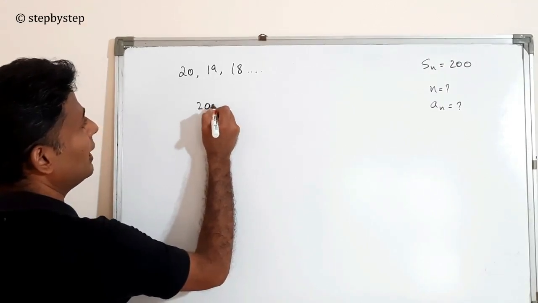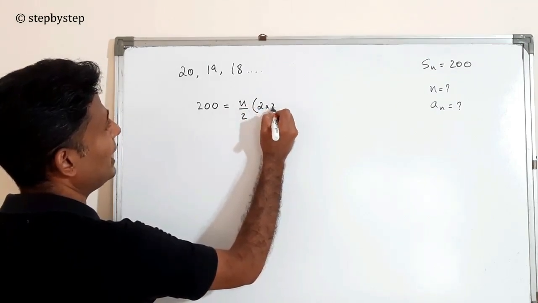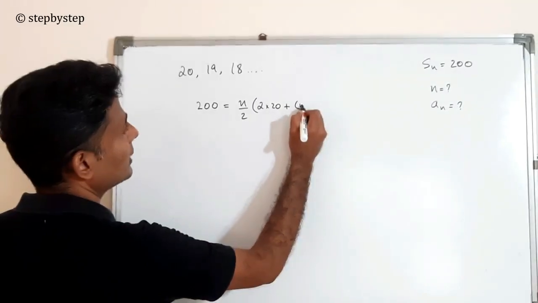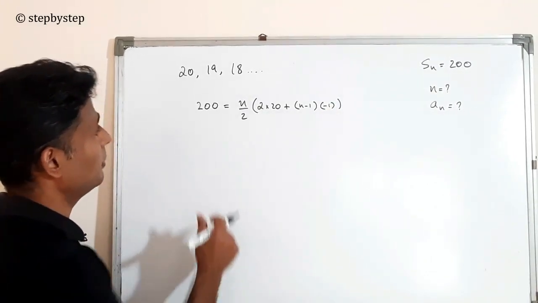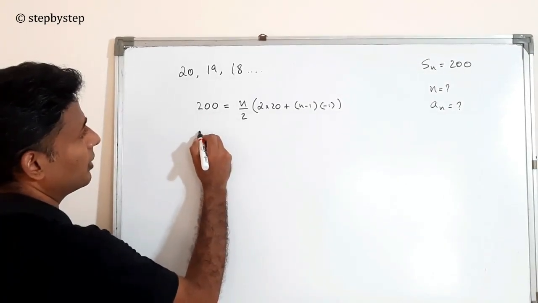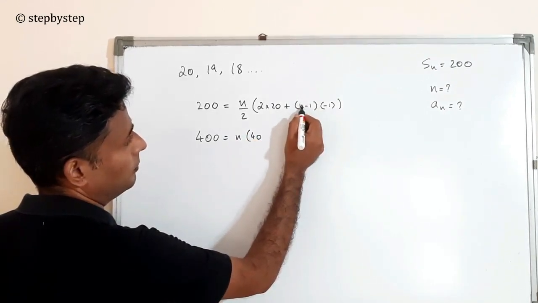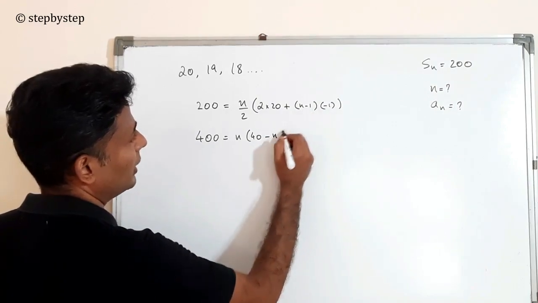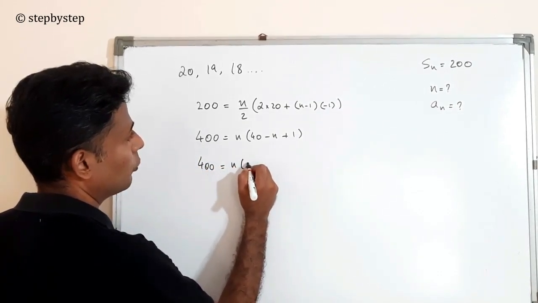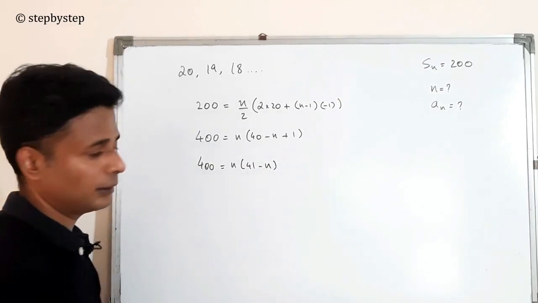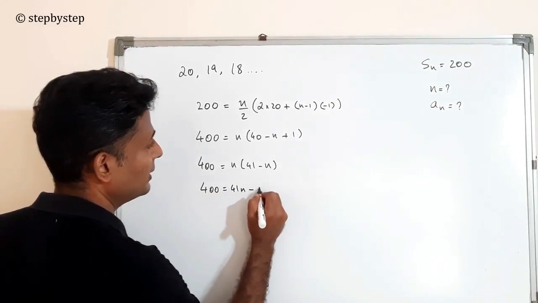So S of n, that is 200, equal to n by 2 into 2A, that is 2 into 20, plus n minus 1, that is (n minus 1) into D, that is (-1). Remember, negative term, put brackets, be very careful. I'll transpose 2 on the other side, it becomes 200 into 2, 400, equal to n into 40 plus n into -1 minus n, -1 into -1 plus 1. So I get 400 equal to n into 40 plus 1, 41 minus n. Now I'll open the brackets, I get 400 equal to 41n minus n square.